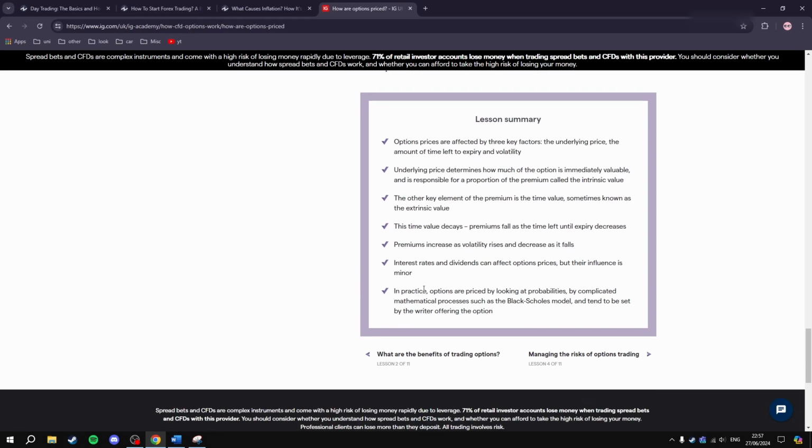Finally, in practice, options are priced by looking at the probabilities by complicated mathematical processes such as the Black-Scholes model, and tend to be set by the writer offering the option.